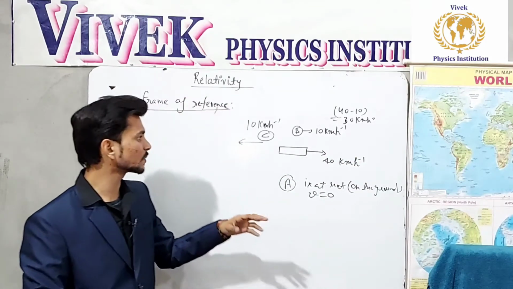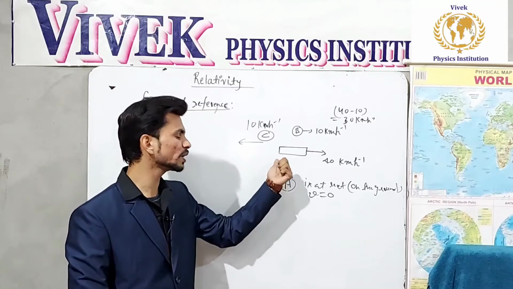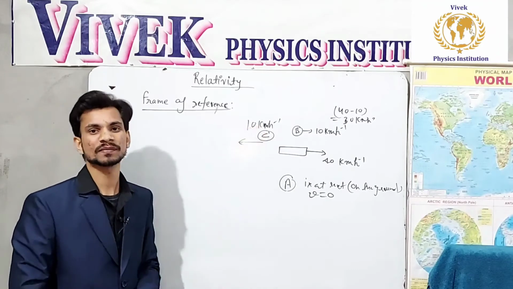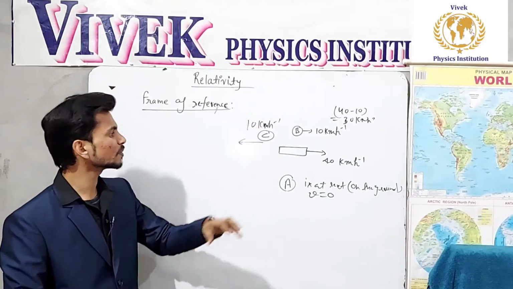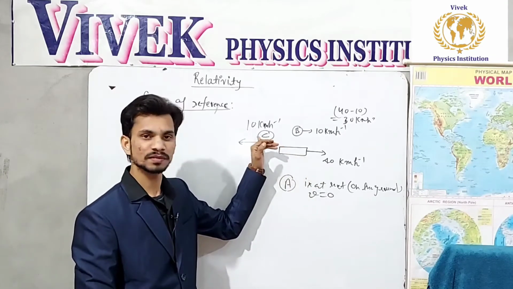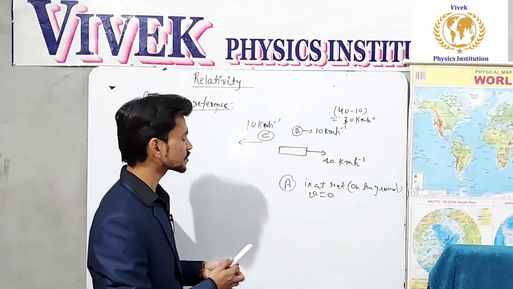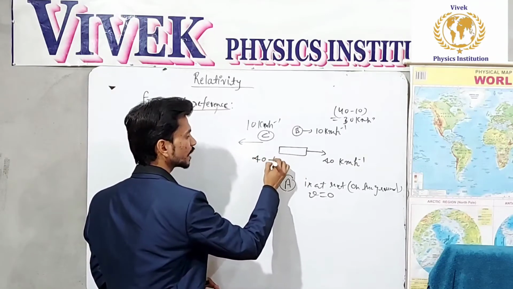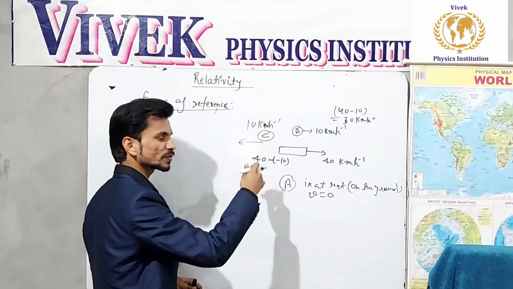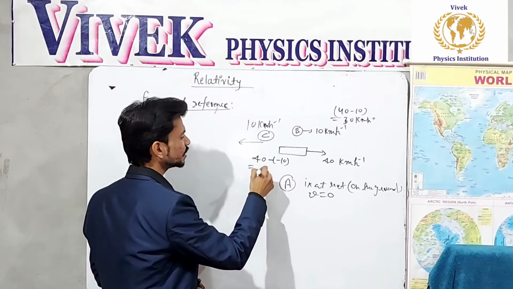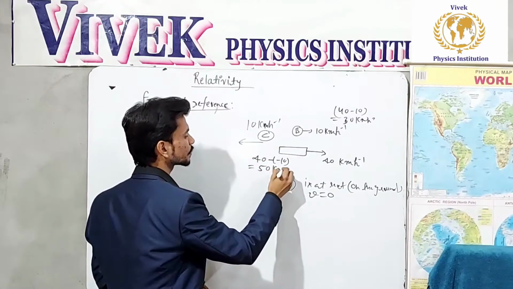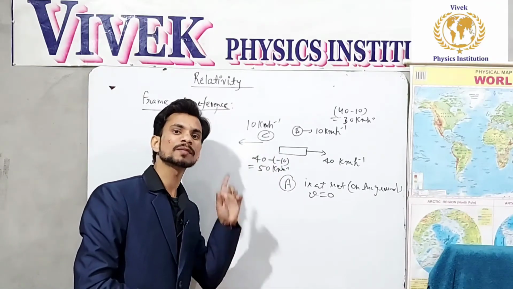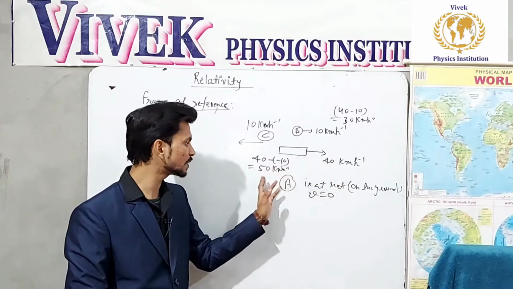Now what about the observation of this person? Say this person is moving in the opposite direction of the motion of the train with the velocity or speed 10 km/h. If you ask about the speed of the train to that person, namely C, he or she will say the train is moving with the speed of 40 plus 10, because this person is moving in the negative direction. So the speed will be 50 km/h, because this person is already going in the opposite direction of the train. So the person will observe the speed of the train as 50 km/h.